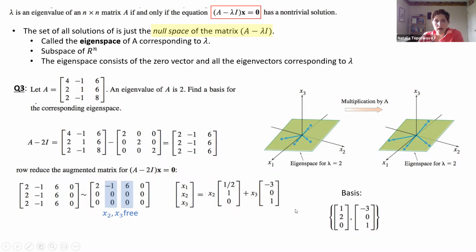Okay, and that's it. I'd like you to go now to the end of the chapter and try to find the eigenvalues and the basis for the eigenspace for a couple of examples. It will probably still be confusing, but after you've done it a couple of times, you will start to appreciate it more.